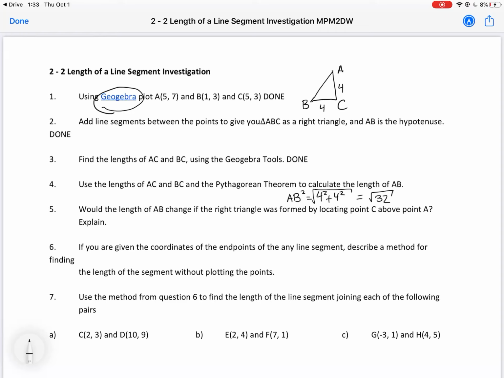Number 5 asks if the length of AB would change if the right triangle was formed by locating point C above point A. What that means is that you're going to leave your A and B points the same, and you're going to move C so that it is up here, let's say, to the left of A. So the length does not change, okay, because AB is in the same spot.